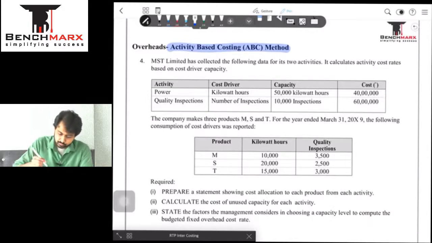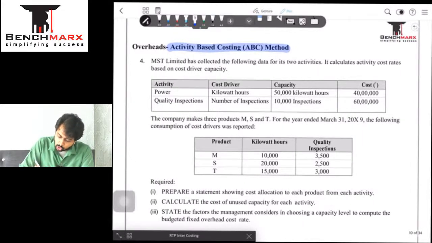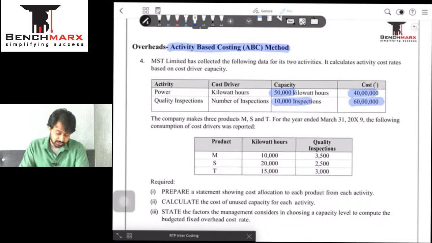So let's start. Question 4, some company has given the following data for 2 activities. It computes activity cost driver rates based on the cost driver capacity. Very simple. So power is one activity, the cost is 40 lakhs and the capacity is 50 lakh kilowatt, and quality inspection is 60 lakhs and the number of inspection is 10,000, which means quality inspections are driven by inspections and my power is driven by kilowatts.